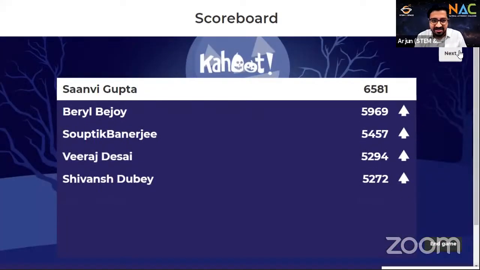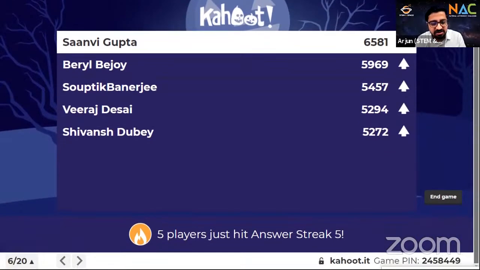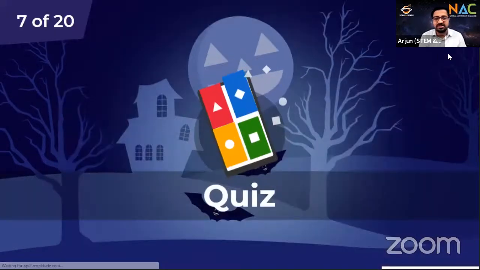With this, let's take a look at the scoreboard. And the scoreboard, wow, has changed drastically with Beryl Bejoy getting the second place, with Sanvi unwilling to let go of her place. Then we have Soptik, Viraj Desai, and Shivansh Dubey completing the top five. And five players have just hit the answer streak of five. Great job, students. So here, with this, let's get to the next question.